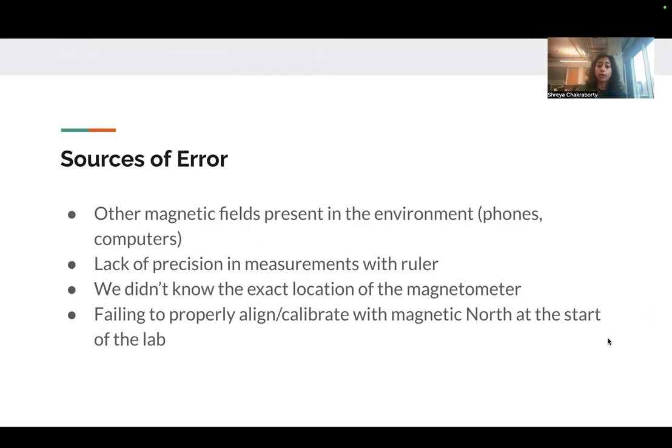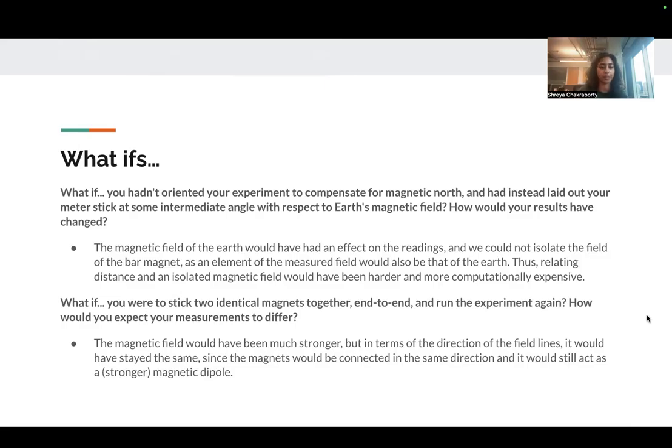Sources of error are other magnetic fields present, such as phones and computers. We also have the lack of precision in measurements using the ruler because we were eyeballing things, and we also didn't know the exact location of the magnetometer on the phone. We also could have failed to properly align and calibrate the magnetometer.